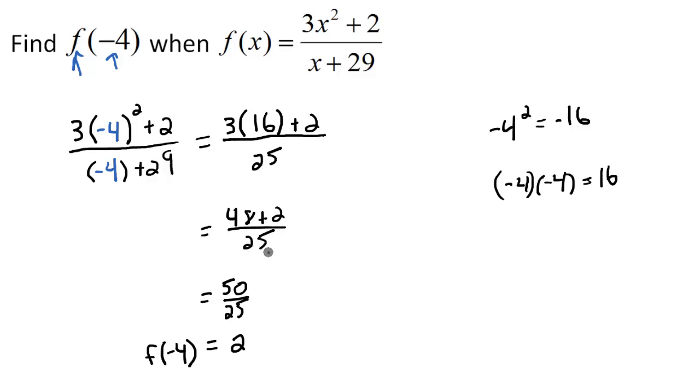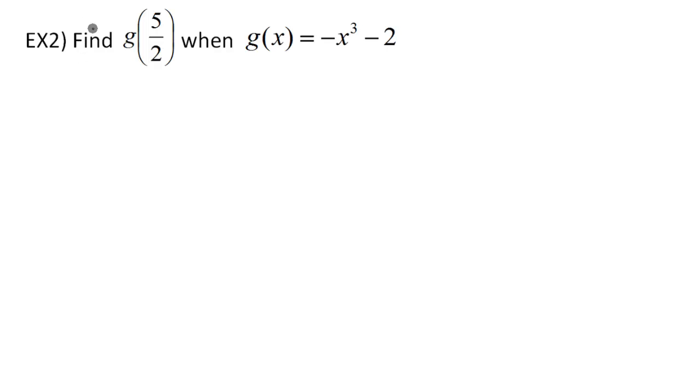Now we've got another problem here in example 2. We have g of x, so that's going to be a new function called g, and then the input value is going to be 5/2. So we have to plug in 5/2 every time we see an x over here.